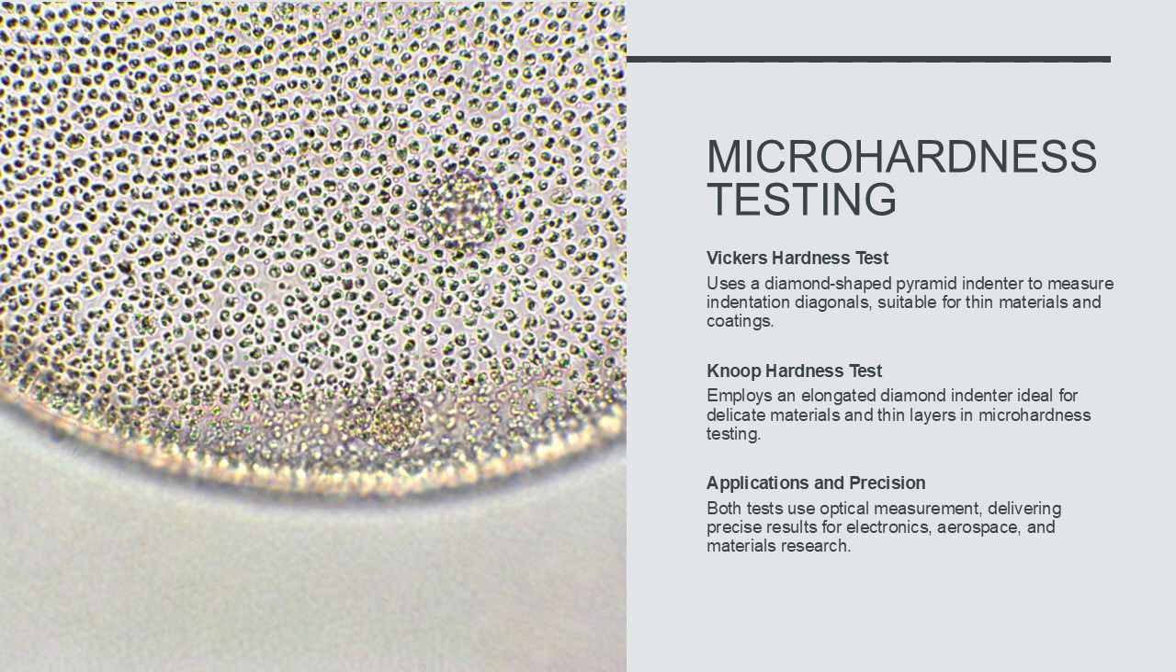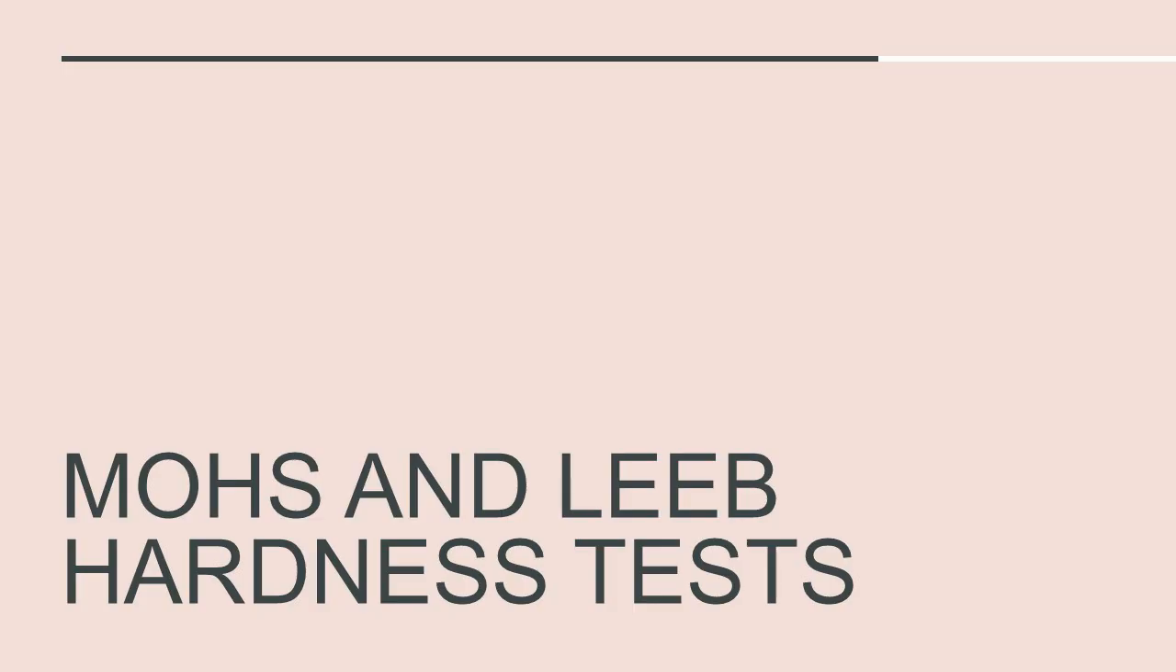The Knoop test, a variation of Vickers, employs an elongated diamond indenter, making it ideal for microhardness testing of delicate materials and thin layers. Both tests require optical measurement and are slower than Rockwell, but they provide precise results for research and specialized applications. These methods are widely used in electronics, aerospace, and material development where detailed hardness profiles are essential.